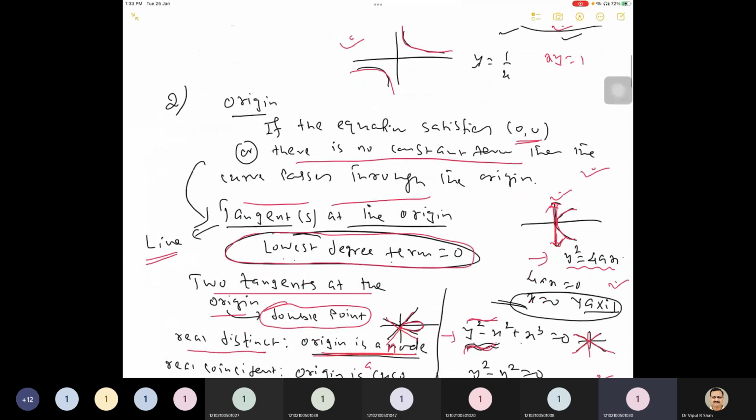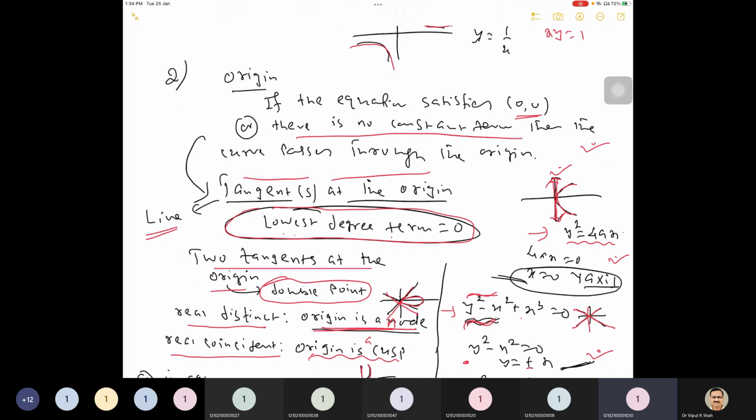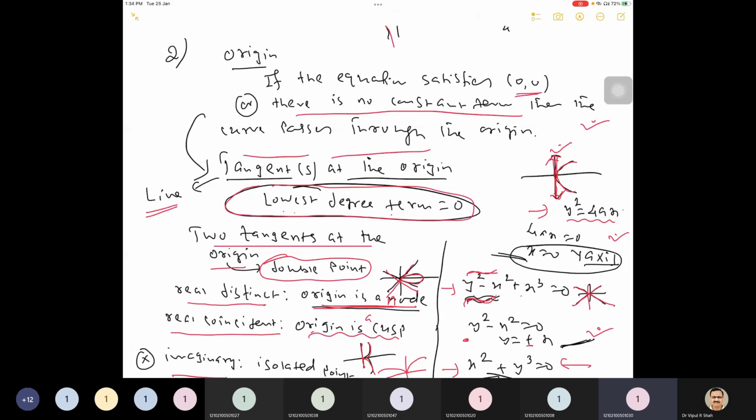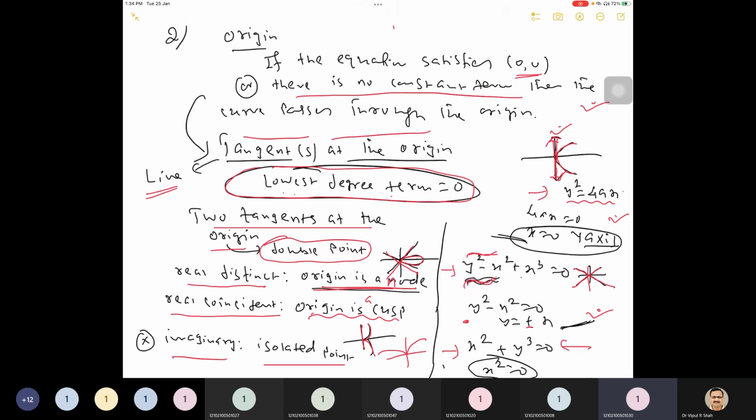Then the next part is to check about the origin, that means whether the curve passes through the origin or not. If there is no constant term in the equation, or if the equation is satisfied by (0, 0), the curve passes through the origin. We have discussed this, we are just recalling. Then we need to find the tangents at the origin if the curve passes through it. The procedure is to make the lowest degree term in the equation equal to 0. Then you will get the tangents at the origin. There may be only one, or there may be two tangents.